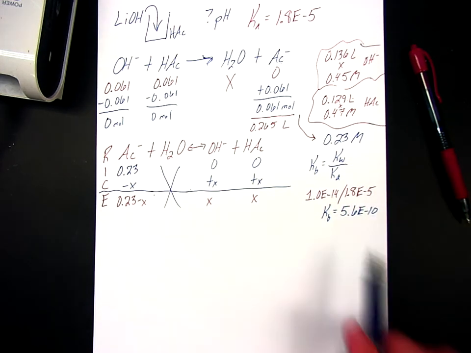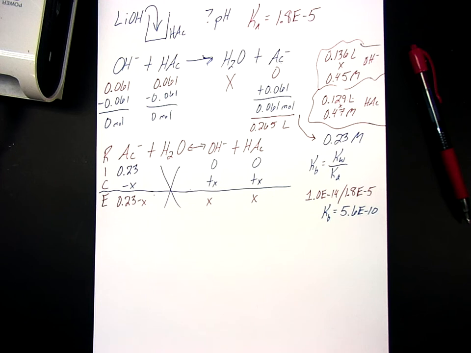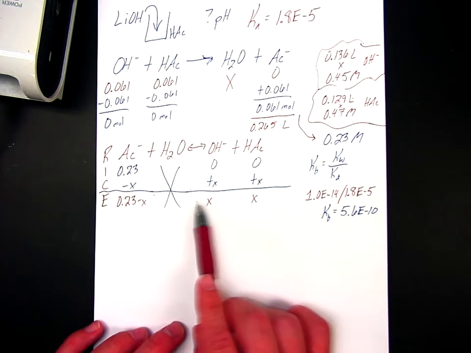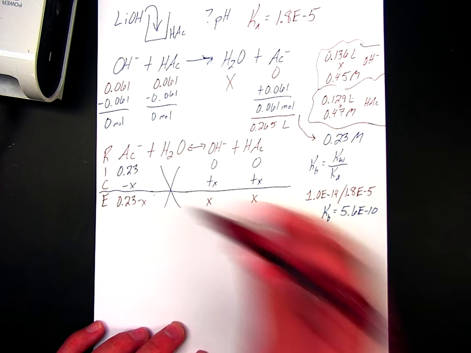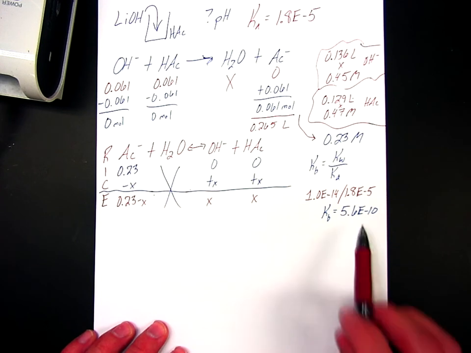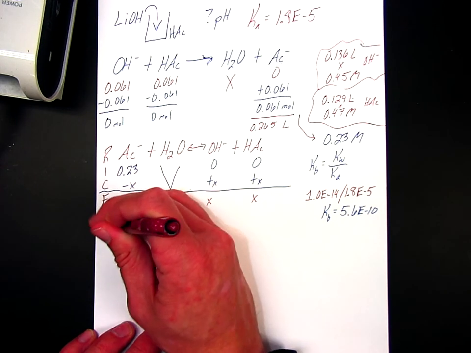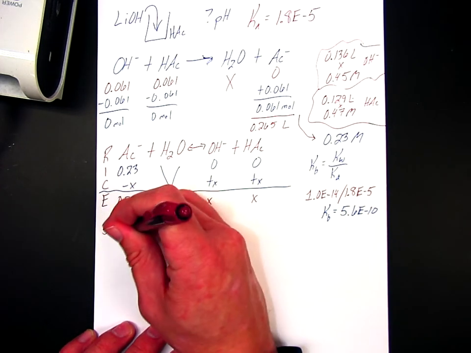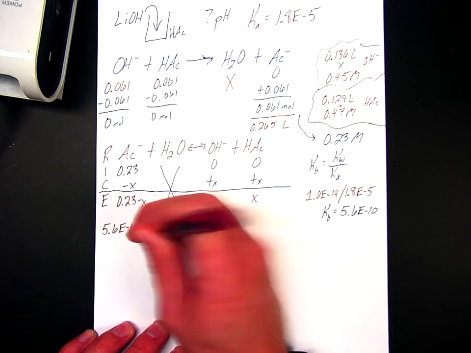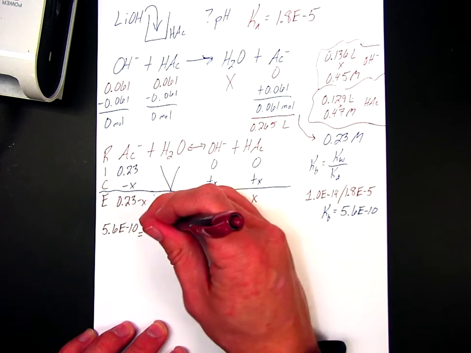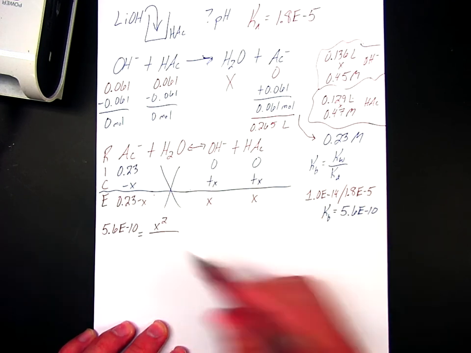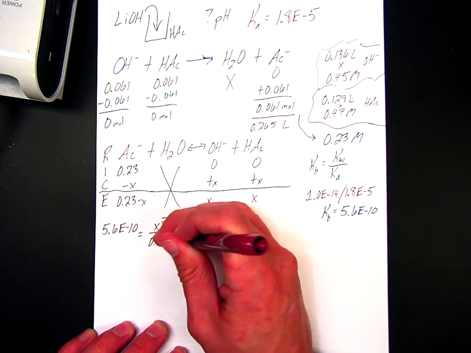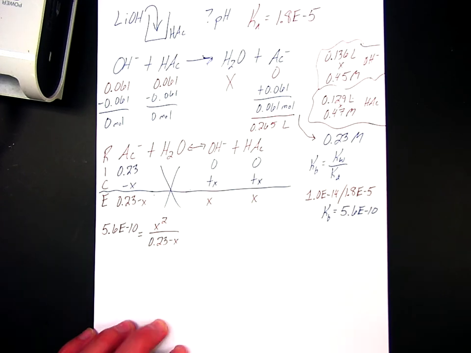All right, so I've got a Kb value now that I can plug into an equilibrium expression, which of course will be my products over my reactants. So let's input that. All right, so my Kb is going to be 5.6E negative 10. The products are X squared. The reactants, 0.23 minus X.